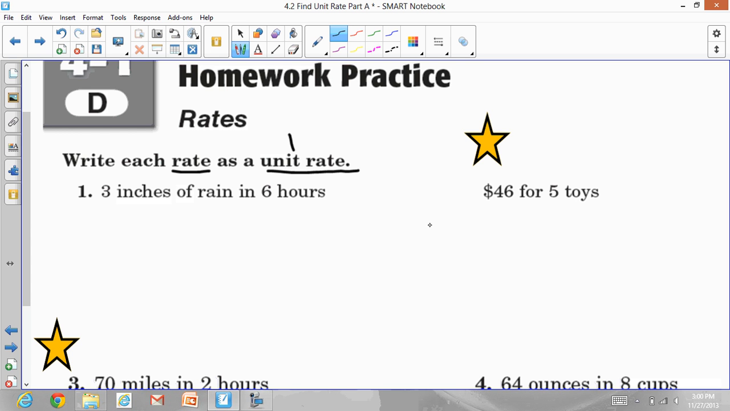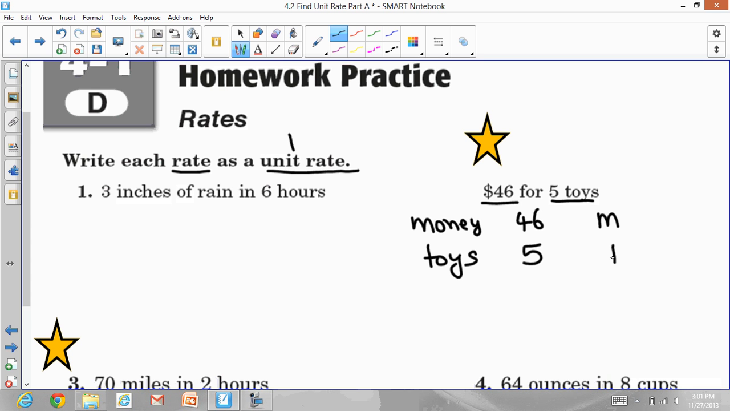So I am going to write the money and the toys. Those are the two different items that I'm comparing. So the money in this case is $46. The toys in this case is 5. They are asking me to find the unit rate. So they're basically asking me for one toy, how much money will I pay? So I'm going to write this as M. M stands for the missing number, which I am going to find.